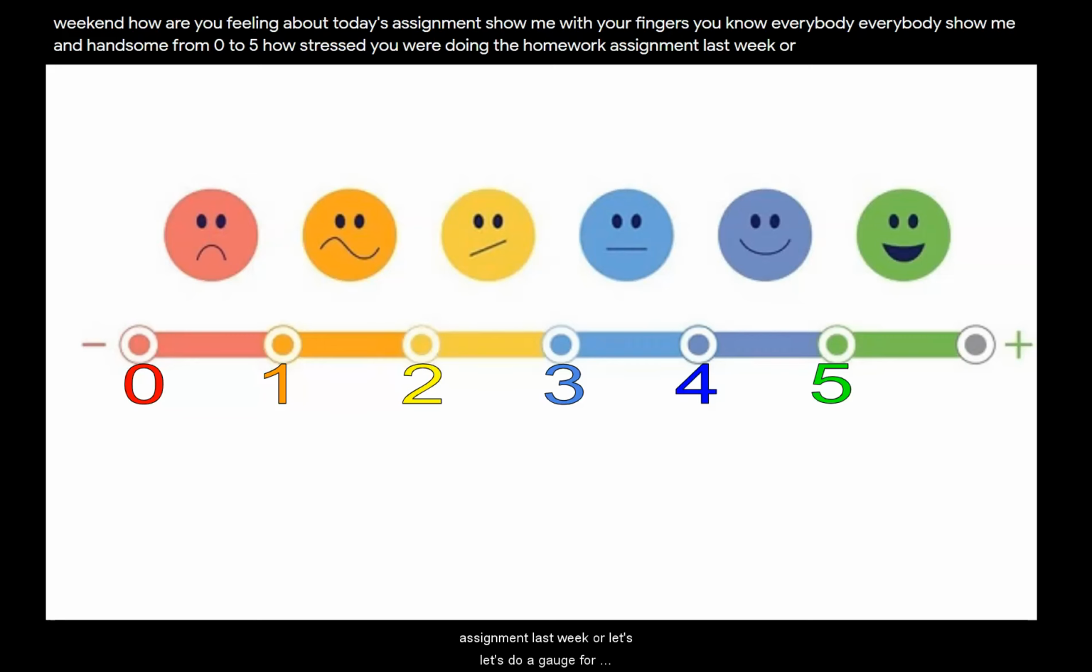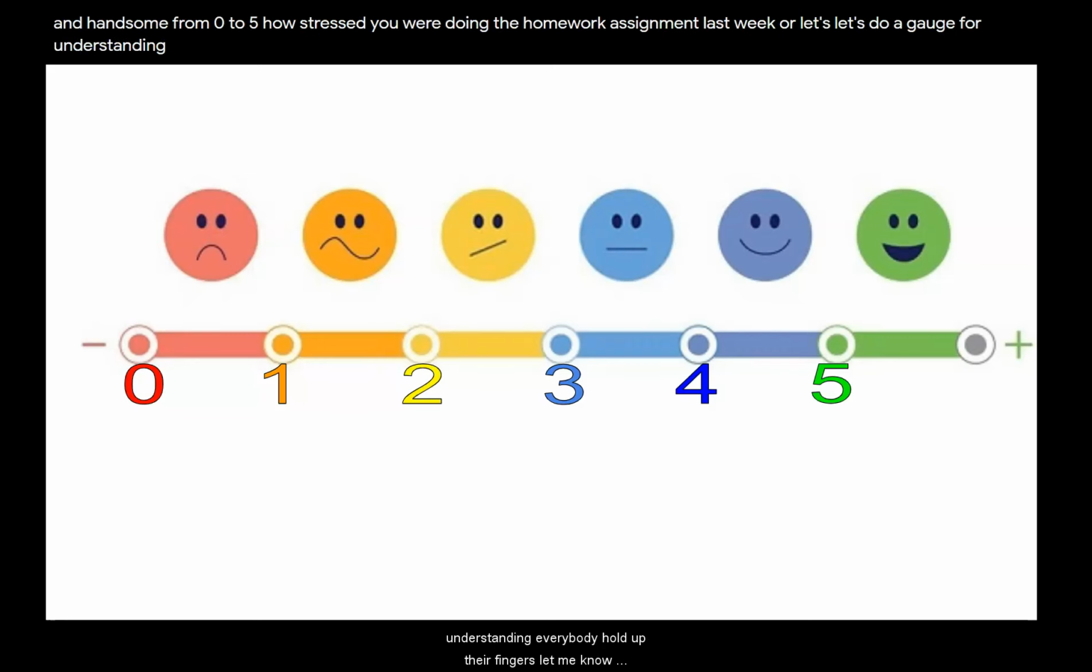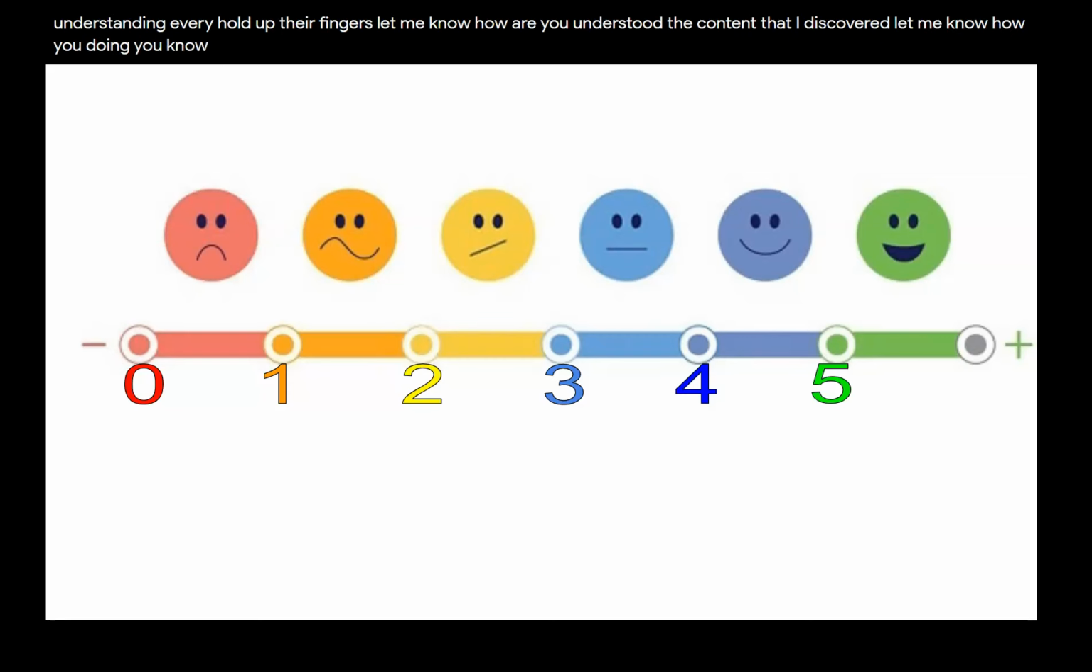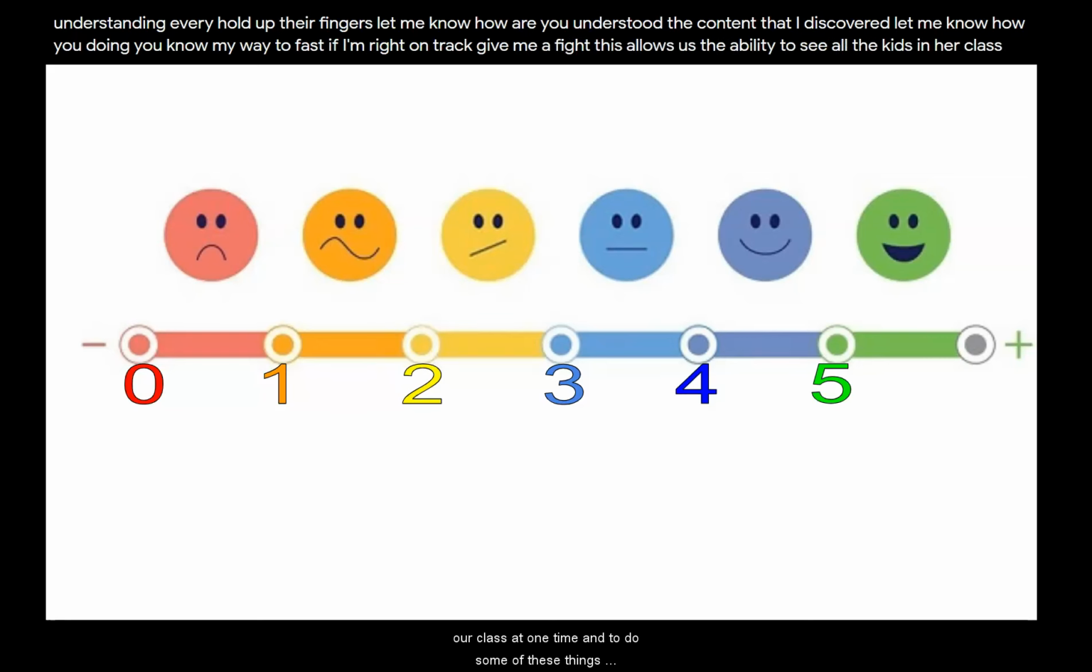Or let's do a gauge for understanding. Everybody hold up their fingers. Let me know how well you understood the content that I just covered. Let me know how we're doing on pacing. Am I going way too fast? Give me a 0. If I'm right on track, give me a 5. This allows us the ability to see all the kids in our class at one time and to do some of these things.